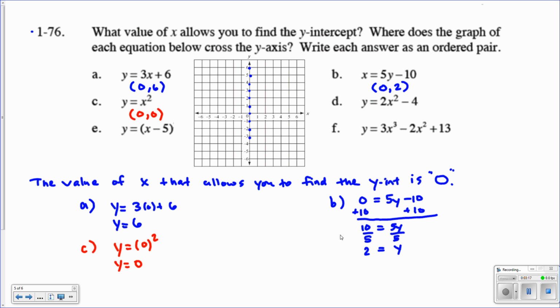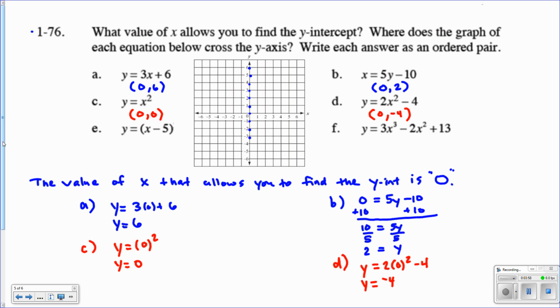Letter D. y equals 2x squared minus 4. So this one's another parabola. It's quadratic, so it's been shifted a little bit here. Let's plug in 0 and see what we get. We've got y equals 2 times 0 squared minus 4. 0 squared is 0, and 0 times 2 then would be 0. So we have 0 minus 4, we get y equals negative 4. So our point here would be 0, negative 4.